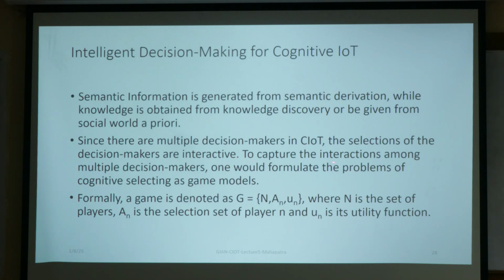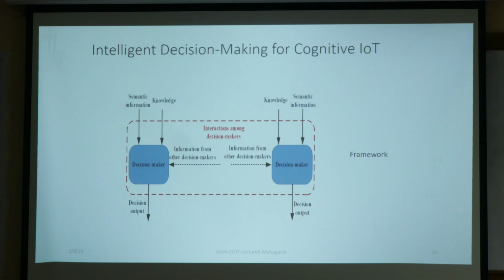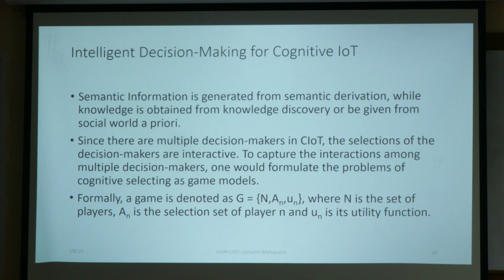To capture the interactions among multiple decision makers, one would formulate the problem as a cognitive selecting game. So when you have got multiple possibilities, you have to use game theory to get the right ones. That's a standard technique in AI. It's a formulation actually, and we have not included any of the solutions because there are so many possible game theory approaches that can work. That is also another research problem.